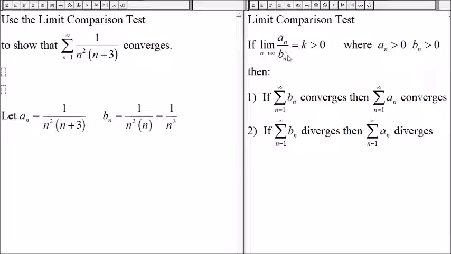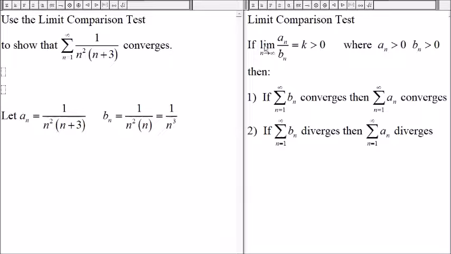And then we have to come up with a b sub n that is similar to a sub n. In this case, we can let b sub n be the sequence without the 3. So just drop the 3 here, and then we get n, and n squared times n is n to the third. And so we let b sub n be 1 over n to the third.